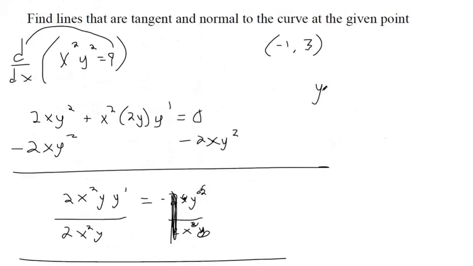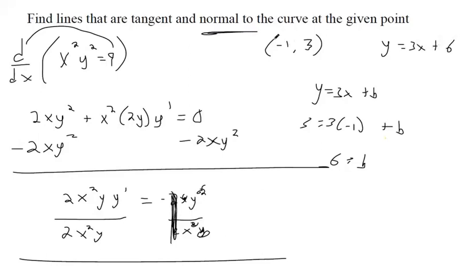So we got y equals 3x plus some b when we're constructing our tangent line. So we got to plug in 3 in for y and negative 1 in for x to help us find out what that b is. So that's negative 3, so add 3 to both sides. So you get b is 6. So the tangent line is y equals 3x plus 6.